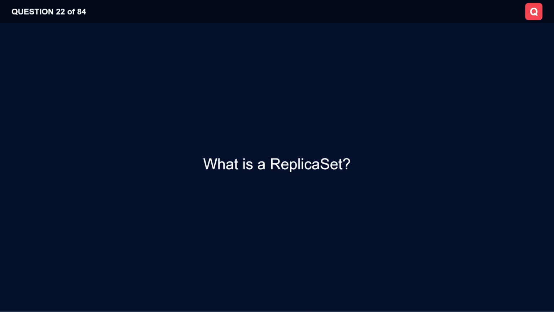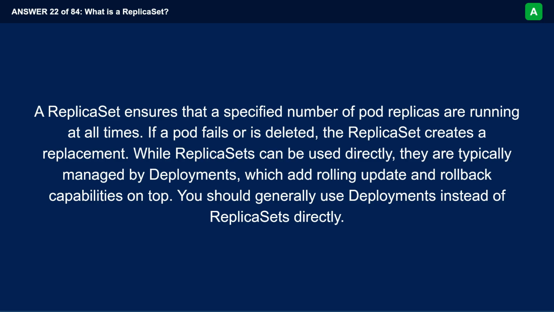What is a replica set? A replica set ensures that a specified number of pod replicas are running at all times. If a pod fails or is deleted, the replica set creates a replacement. While replica sets can be used directly, they are typically managed by deployments, which add rolling update and rollback capabilities on top. You should generally use deployments instead of replica sets directly.